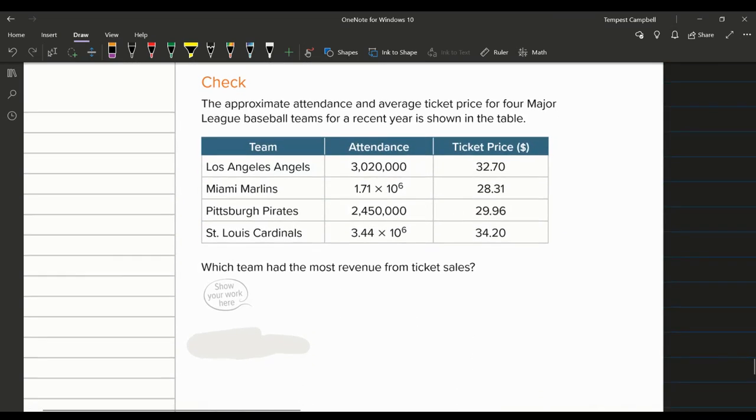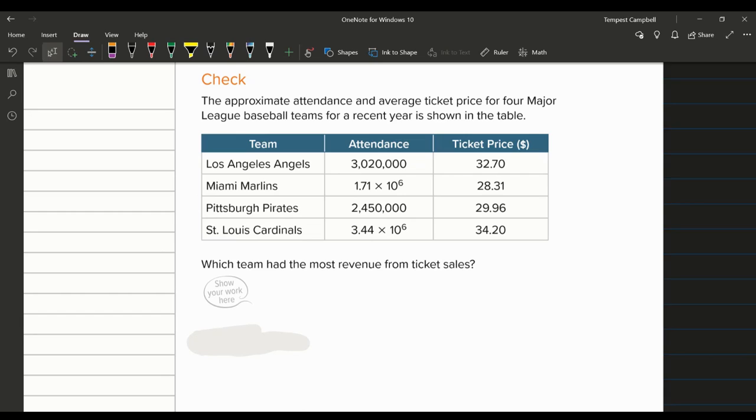And now it's your turn to try. Now that you've tried it, the approximate attendance and average ticket price for 4 Major League Baseball teams for a recent year is shown in this table. We have the Los Angeles Angels, the Miami Marlins, the Pittsburgh Pirates, and the St. Louis Cardinals. It's asking which team had the most revenue from ticket sales.